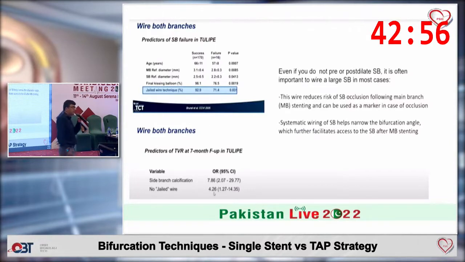In the TULIP criteria trial, it was seen that keeping a wire in the side branch reduces occlusion of the side branch by up to one-third of the cases. And again, it helps us access the side branch because it acts as a marker. At times the artery may get shaved off and you may not be able to see the entry point. So that wire may help as a marker to re-enter the side branch if it is needed.